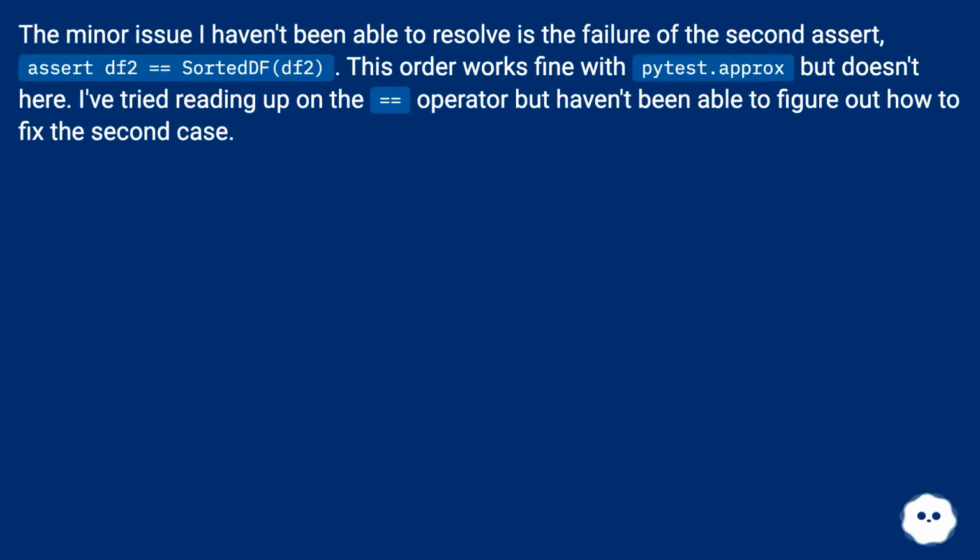The minor issue I haven't been able to resolve is the failure of the second assert, df2 == sorted df2. This order works fine with pytest.approx but doesn't here. I've tried reading up on the == operator but haven't been able to figure out how to fix the second case.